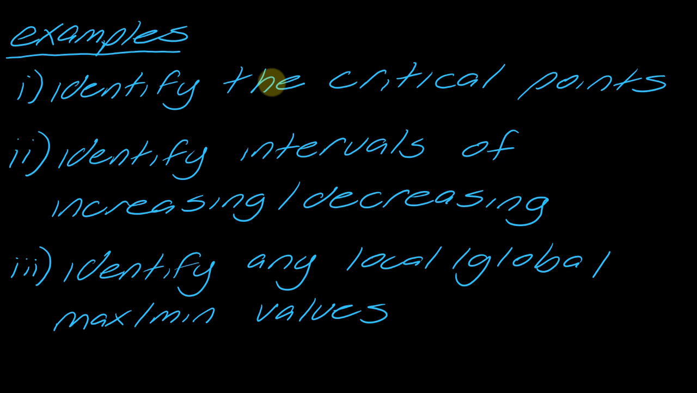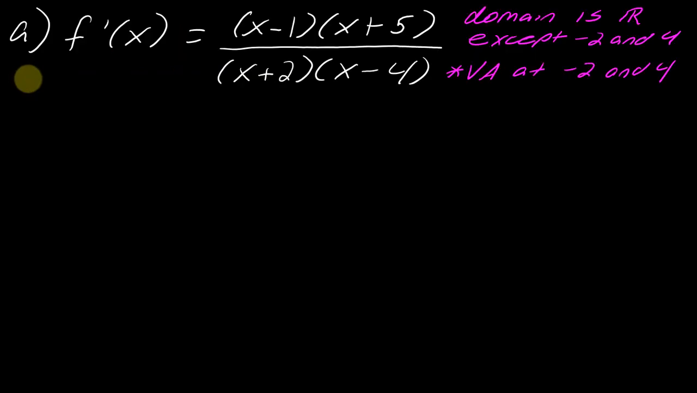First things first, we want to identify the critical points. So the critical points are going to exist at either where the function is 0 or where the function is undefined. And since this is a rational expression, we really have to divide this into two pieces. So where the top equals 0, that's where the function equals 0. So where does the top equal 0? The top equals 0 at x equals 1 and at x equals -5.